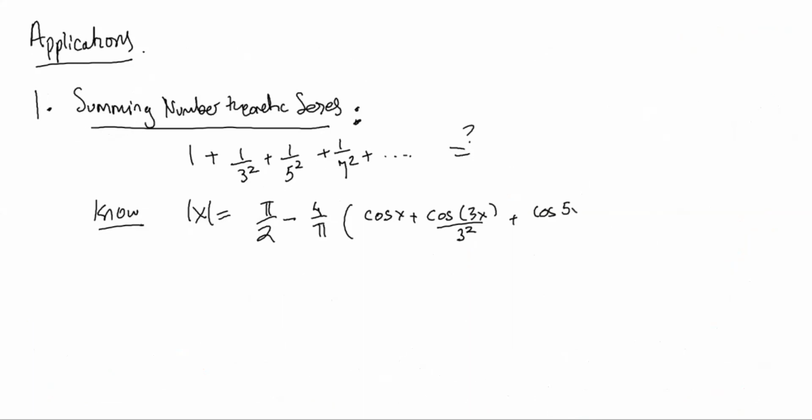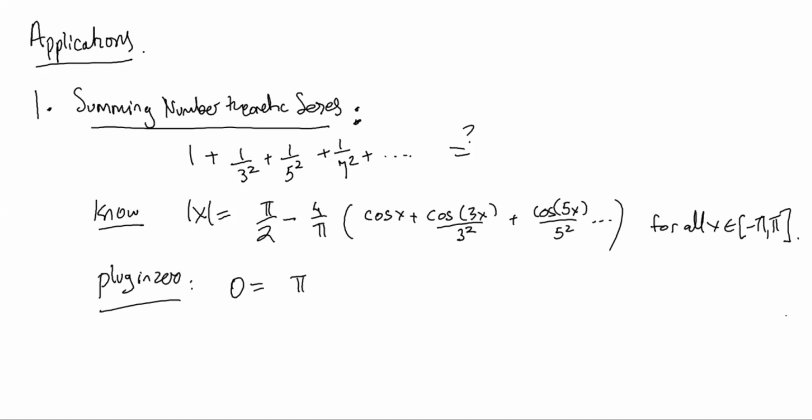Squared. This is an honest to God thing that's true for all x in minus pi to pi. So what x should I plug in? Zero. Just plug in 0. 0 equals pi over 2 minus 4 over pi, and lo and behold, 1 plus 1 over 3 squared plus 1 over 5 squared.